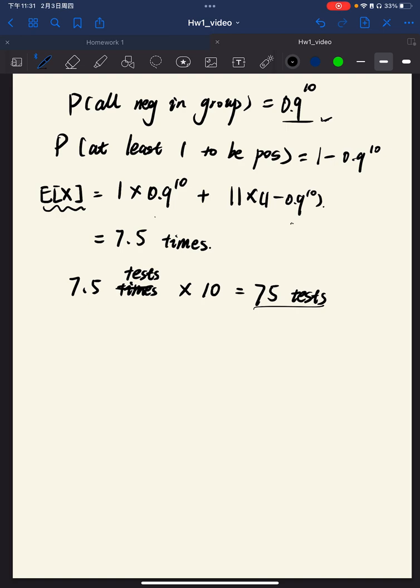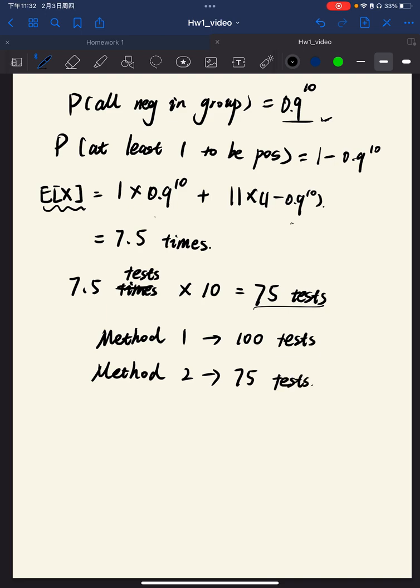We can also extend this problem to compare these two methods: which one will use fewer tests on average. In method 1, they will do 100 tests. And for method 2, by our calculation, we have only 75 tests. So obviously, method 2 uses fewer tests and will save much more work than method 1.